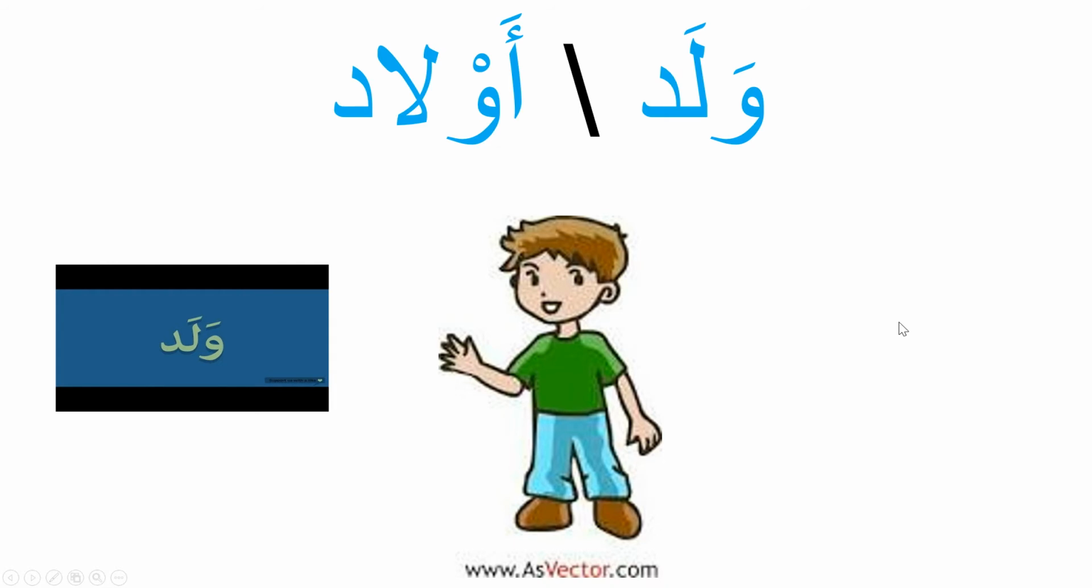And here is a boy, a boy. Also, this word could be a son, a son. And then the plural form could be children, and not just boys or sons, right? So here we have walad.